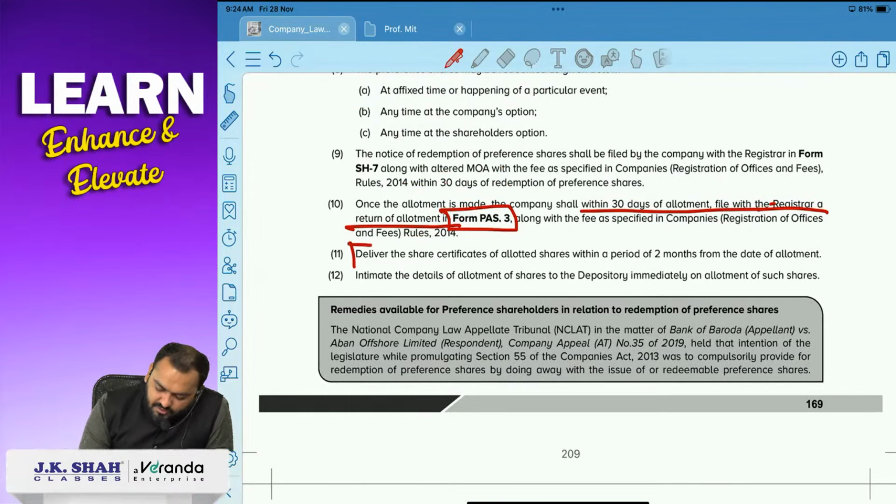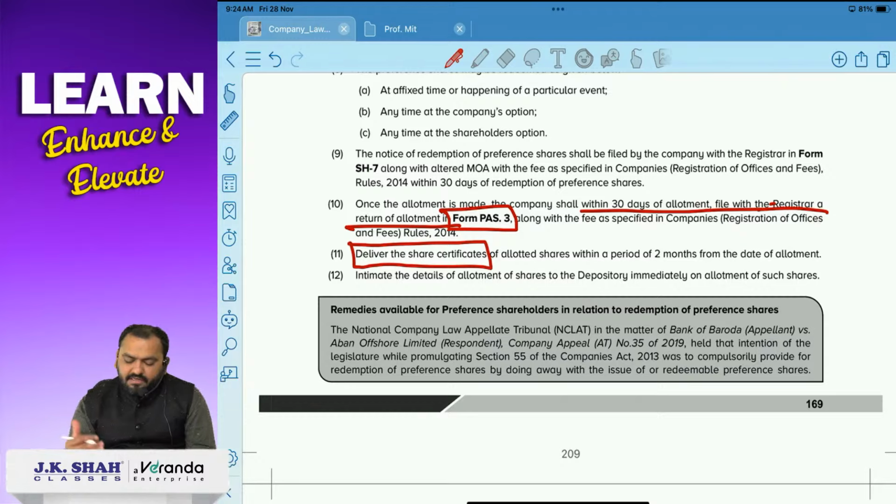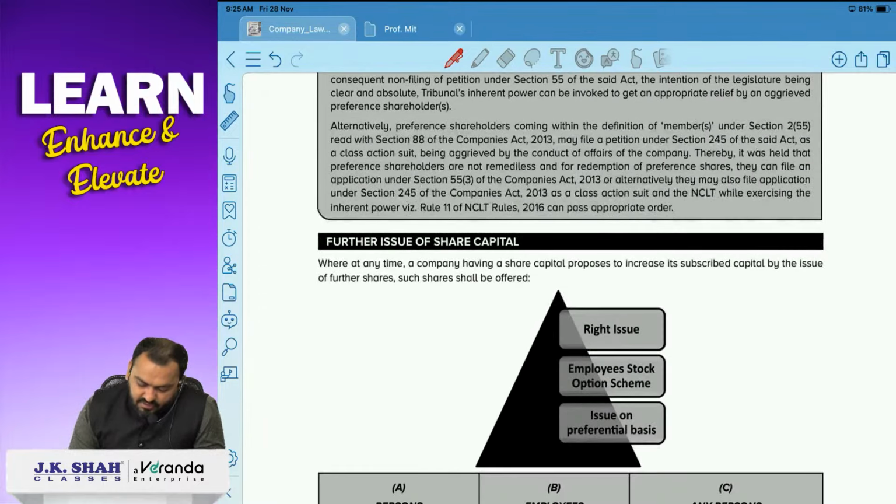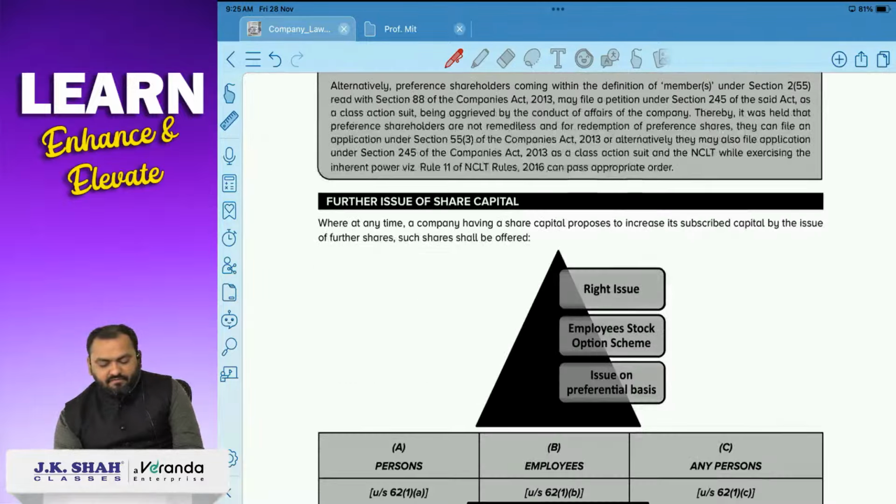See, this also we are going to do in a separate topic. When will company deliver the share certificate? Share certificate shall be delivered within a period of 2 months from the date of allotment. Okay. Done then. We are done with this topic. Section 55, issue and redemption, both parts are done.